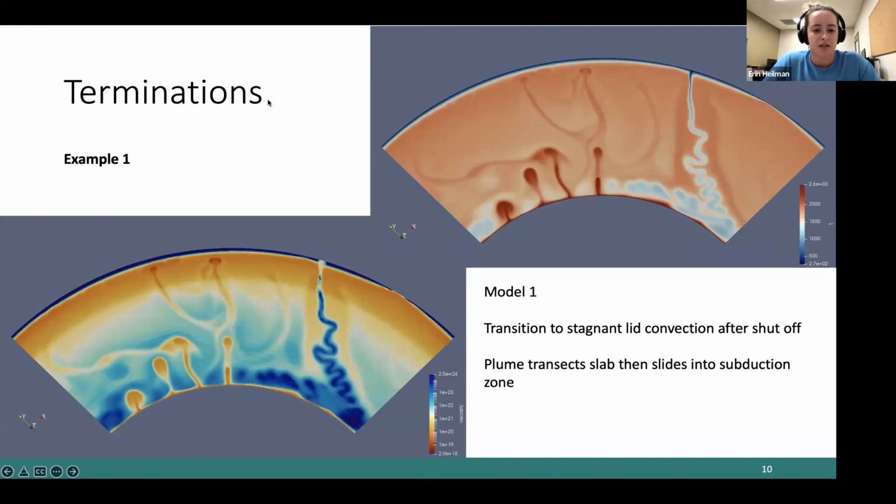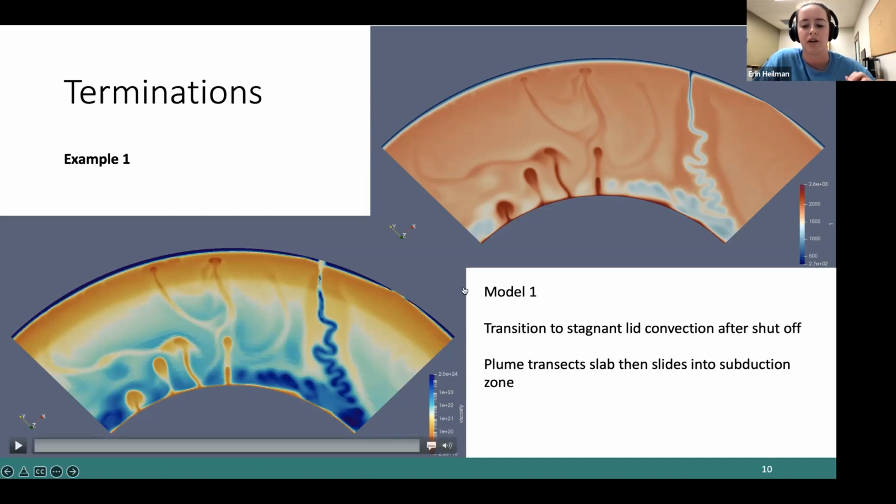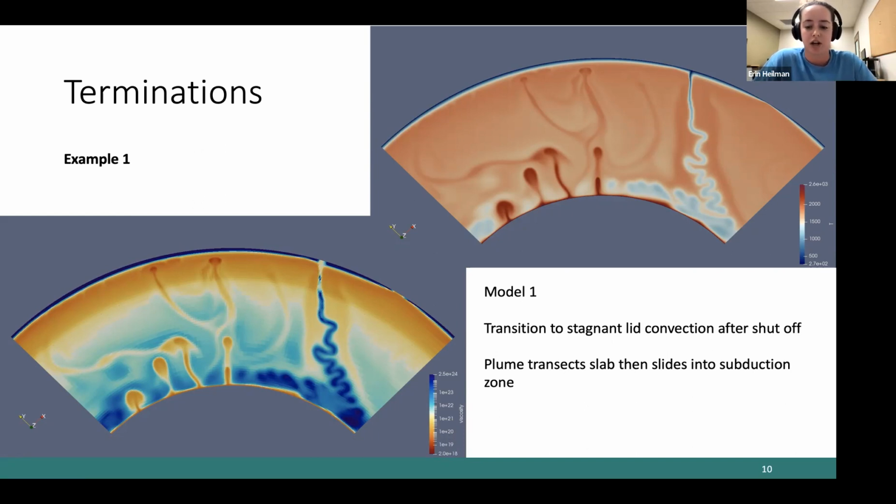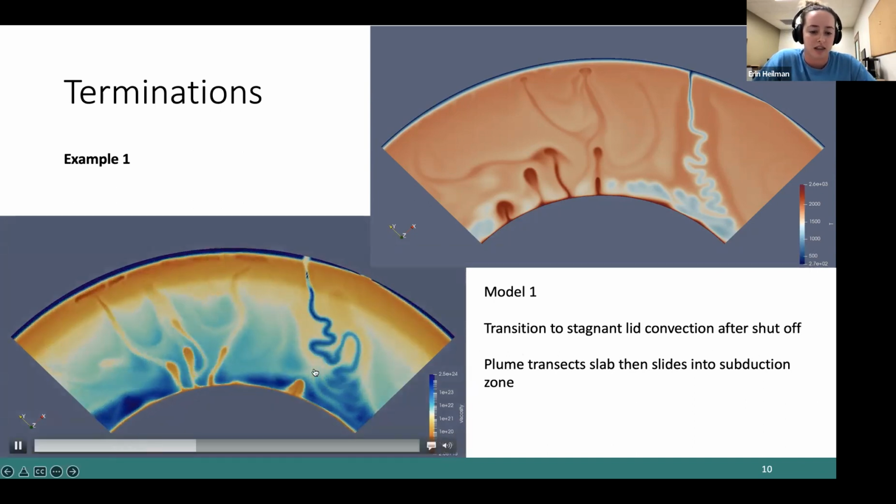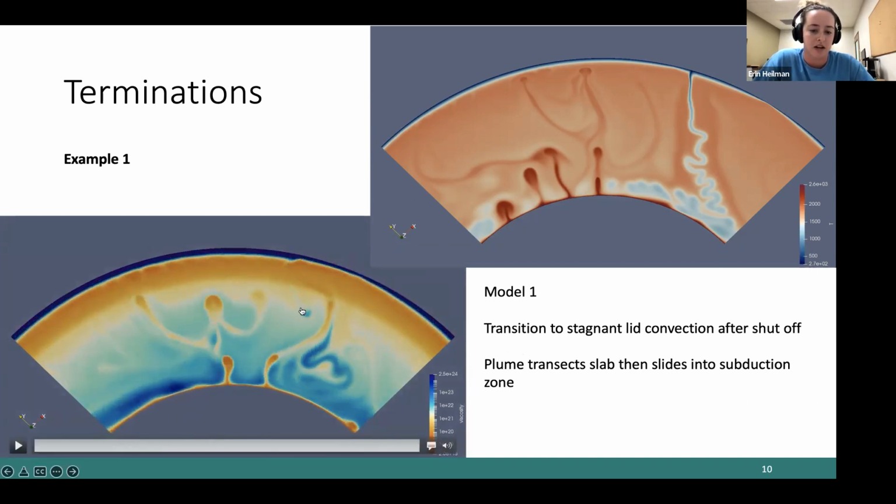There's a couple of these that I'm going to show, and they have somewhat complicated dynamics. There are different versions of these interactions that we really see, so we're going to step through a couple of them. This is from that first episodic model, where there's a transition to stagnant lid convection immediately after that subduction shutoff. In this case, you'll see the plume transects the slab and then slide into the subduction zone. It's going to look like this, where you have your plume rise and cut off.